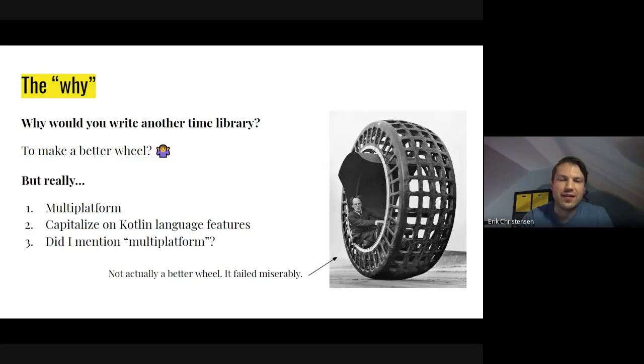Let's point out that this was not actually a better wheel. This is a real attempt at a car. It's called the Dynasphere from the 1930s. It had apparently a lot of issues with braking and turning. It looks incredibly cool, though. I'm sure it'd be really fun to ride around with, ignoring those other details.